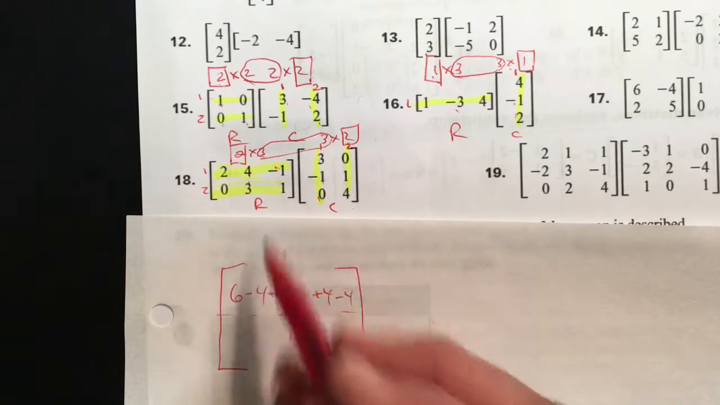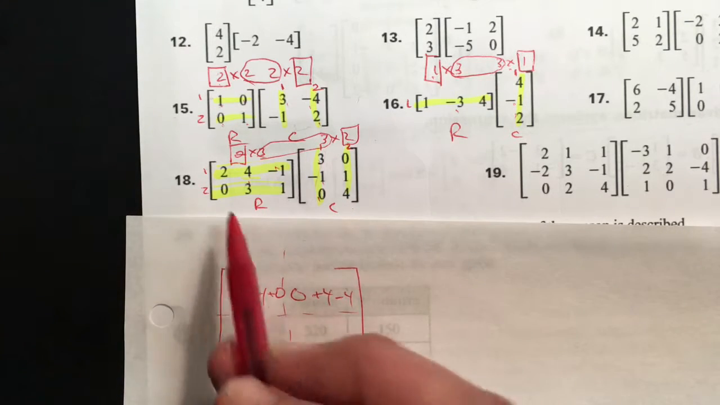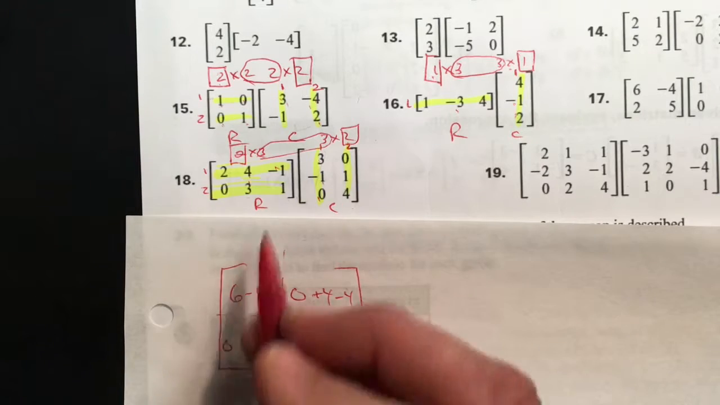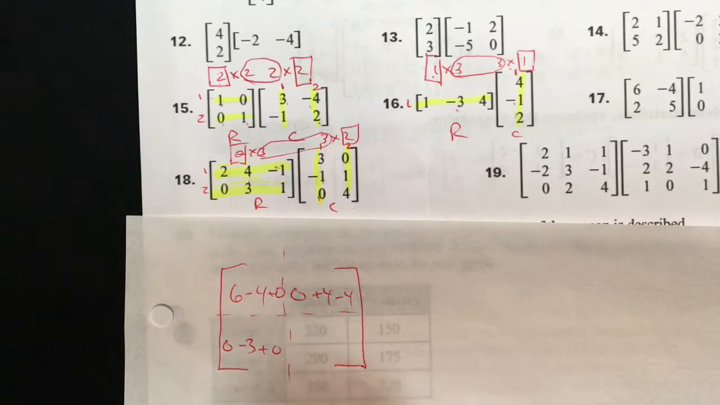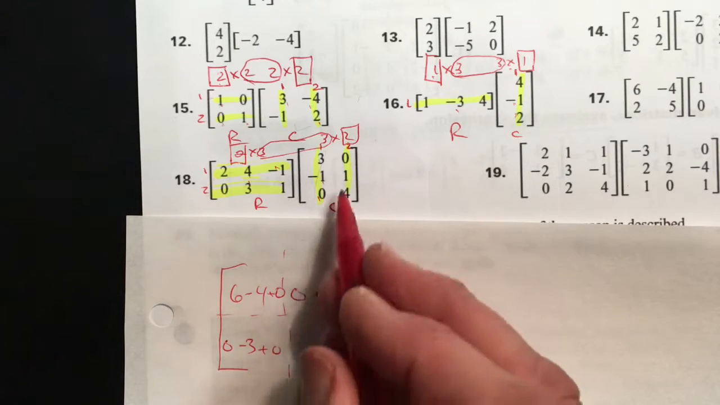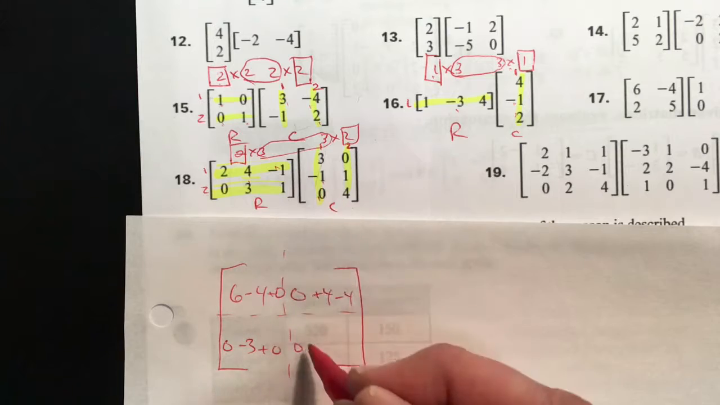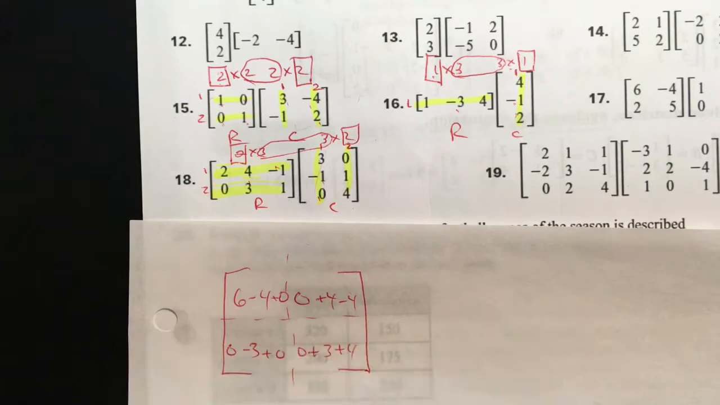Second row now. This is second row, first column. So 0 times 3 is 0. 3 times -1 is -3. 1 times 0 is 0. That's easy math. Last one, second row, second column. That's this location. 0 times 0. 3 times 1. 1 times 4. And then just add those up. You can do that. Okay.